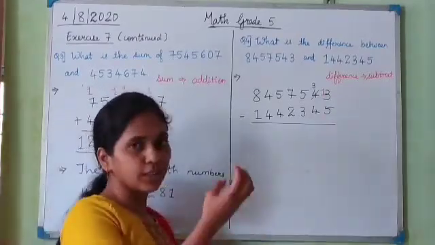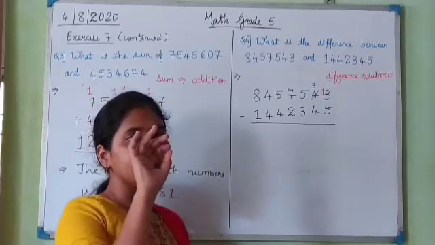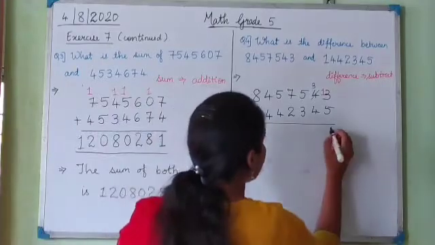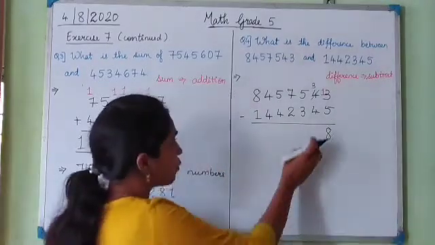So after 5, count till 13. 6, 7, 8, 9, 10, 11, 12, 13. Okay, so it is 8. So the answer to 13 minus 5 is 8. Now let's go to the tens place.